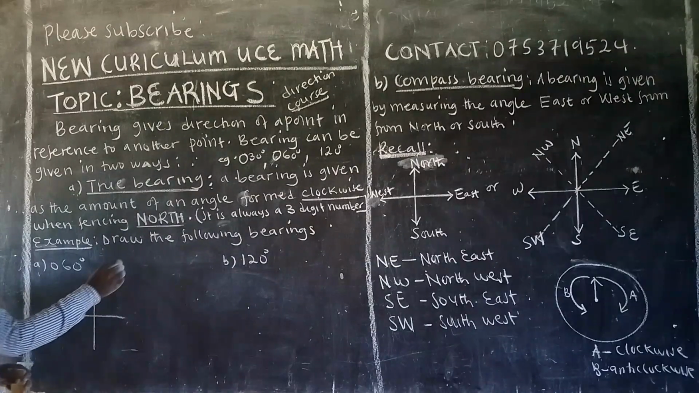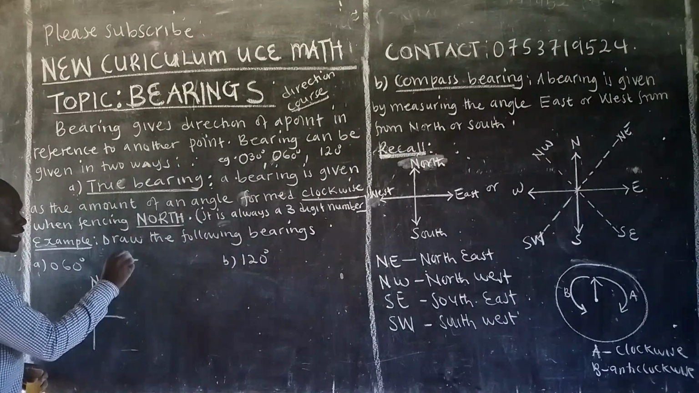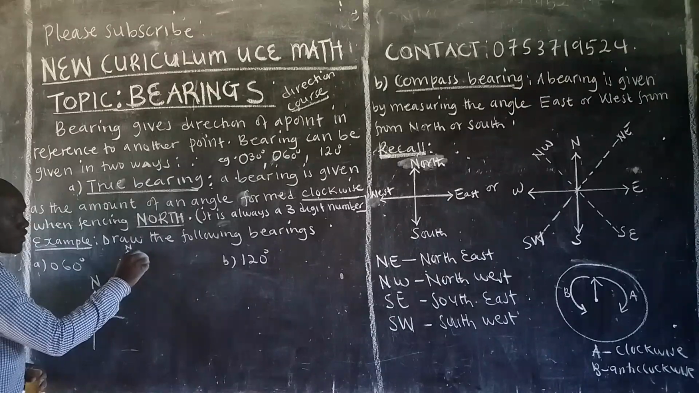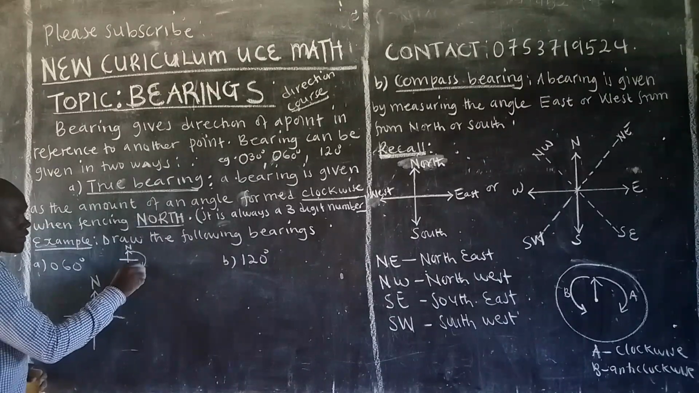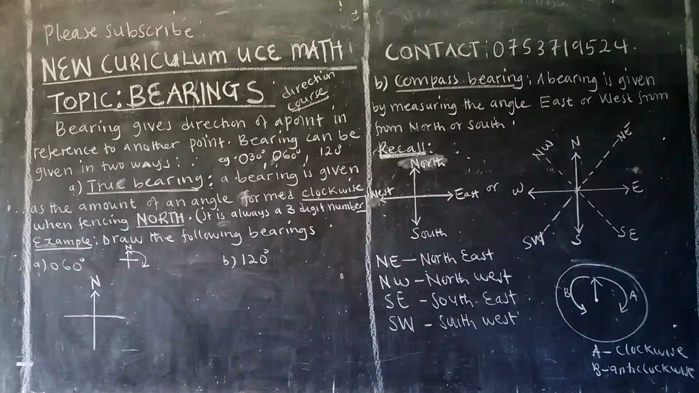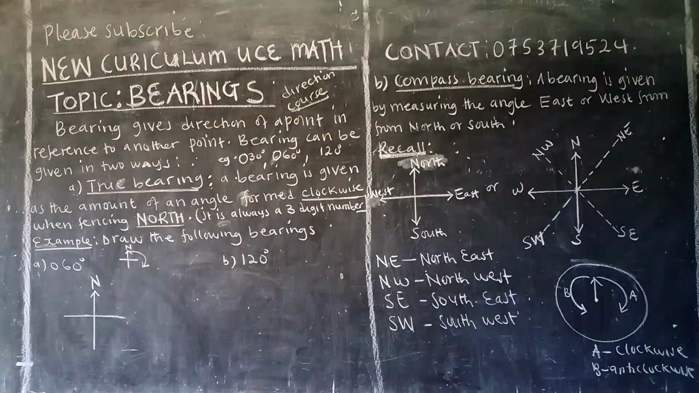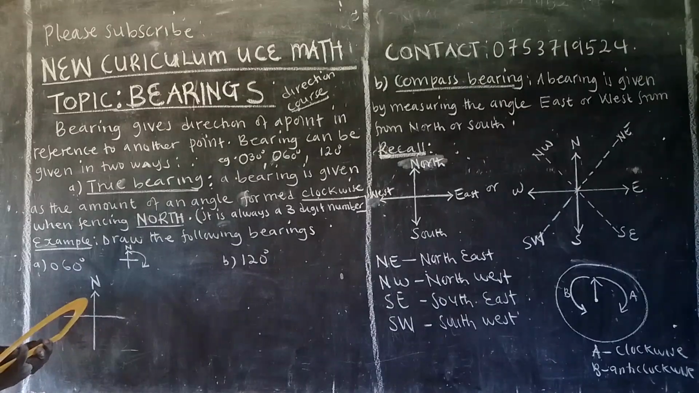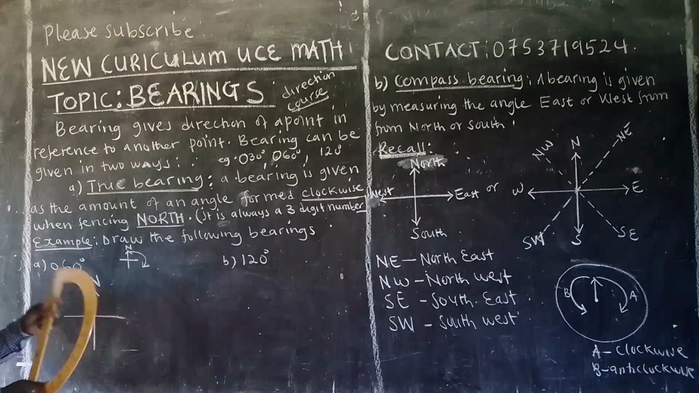I'll write it for you here. It's meant to be measured like this. Please take note. It's meant to be measured from here, from the north, going in that direction. That's what I mean by from the north clockwise. Right, good. So if it's from the north clockwise, which angle do I want to measure? It is 060.